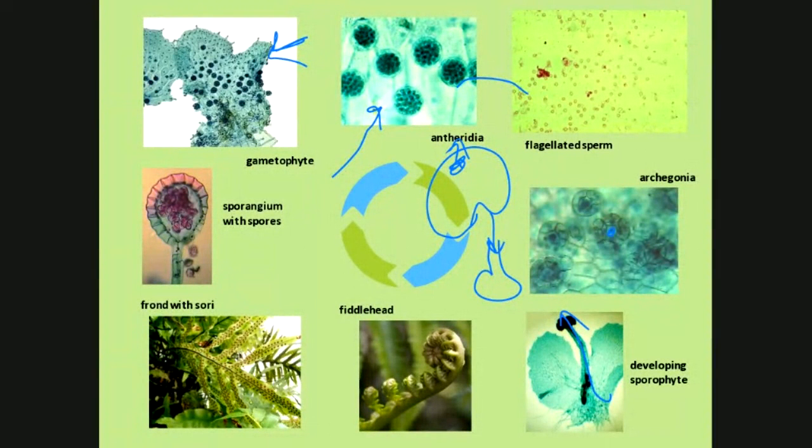That forms a fiddlehead, and that unrolls into a new frond. And then that frond produces sori. And those sori have sporangia, and the little purple things are spores. Now the spores germinate, and we complete the cycle.